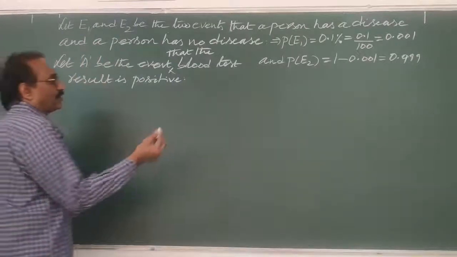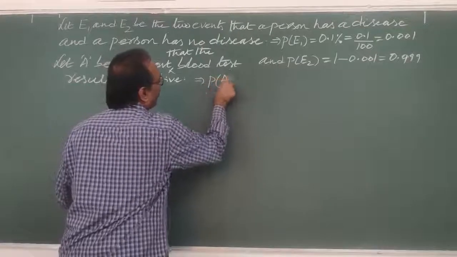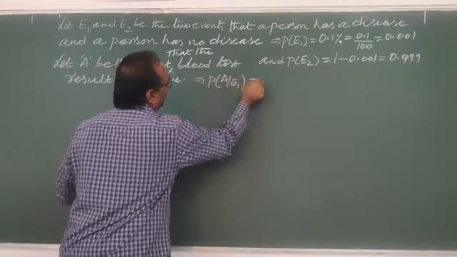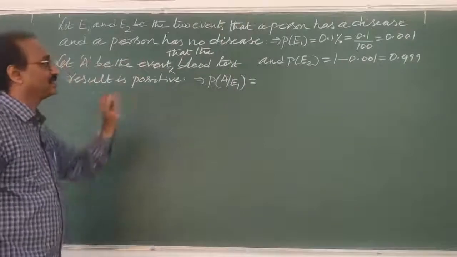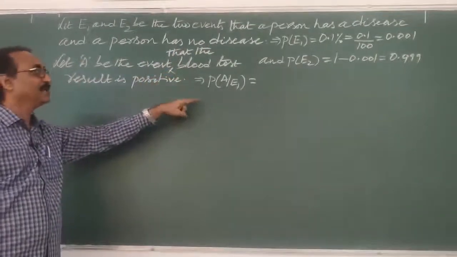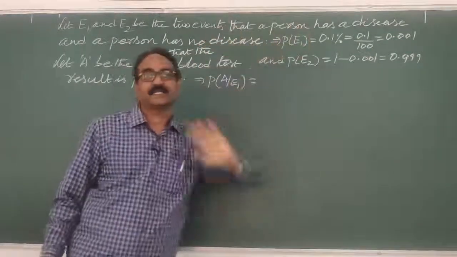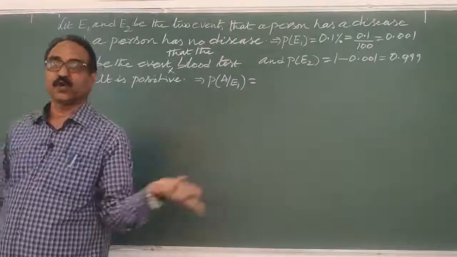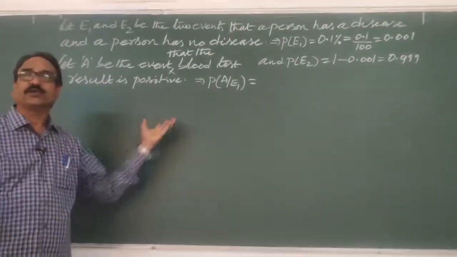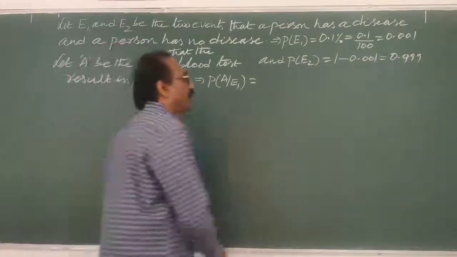Once you know this, what do you have to find out now? This implies P of A given E1. It should be a person who has the disease, and that person's blood test should be positive. The probability that a person's blood test is positive given that he has the disease. I am not writing it out because you know what A is and what E1 is. Directly I am writing the value. So what is P of A given E1? It is nothing but 99% according to the statement.